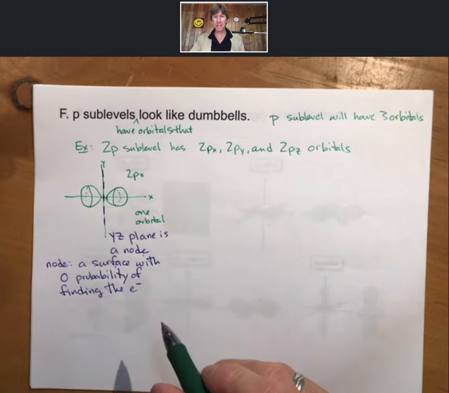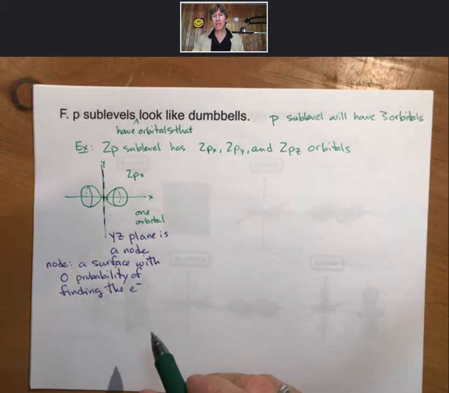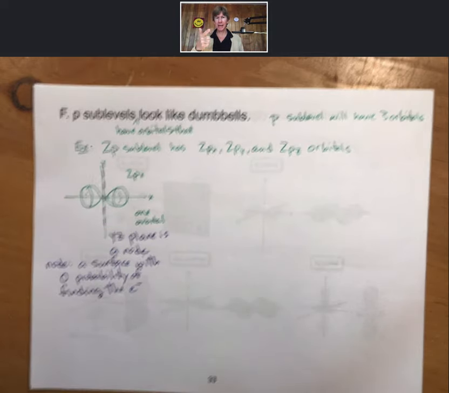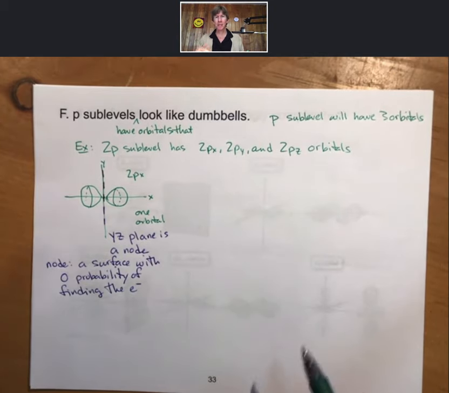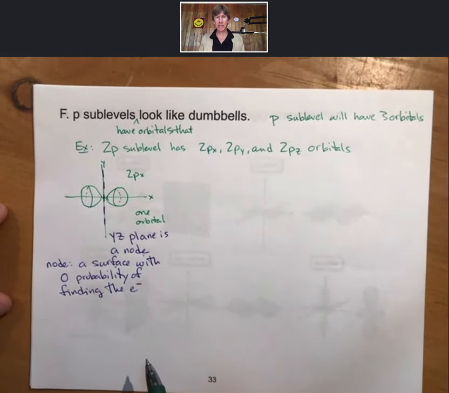What we will notice about nodes is that as you go from S to P to D to F, there will be more nodes, and as you go from n equals 1 to n equals 2 to n equals 3 to n equals 4, etc., there will be more nodes as well. So in each type of complexity, n value and sublevel, there will be more nodes. What do you have to know about nodes? You have to know they exist. You have to know what they are, so you have to know their definition. And you have to be able to point to at least some of them. And so this one here is a node in a p orbital.